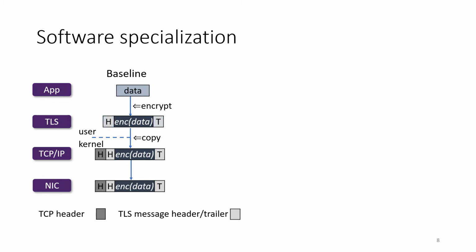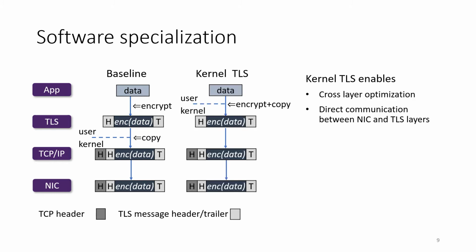Thereafter, to send data over TCP, the TLS library calls a system call, which copies the data between the user buffer and the kernel buffer. Thus, we have two passes over the data, one to encrypt and another to copy. To optimize this, the implementation of kernel TLS combines the encrypt and copy operations. This cross-layer optimization performs one pass over the data instead of two. Also, kernel TLS allows direct hardware access from the TLS layer, which is required for efficient hardware acceleration.